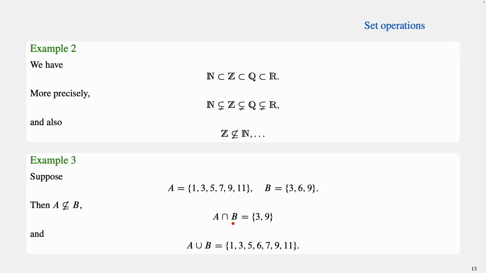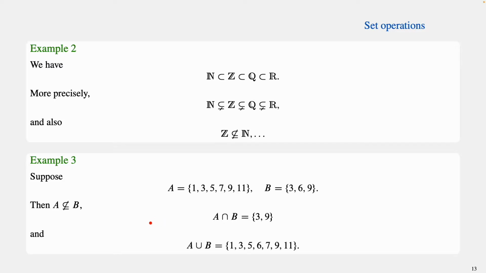Then we can form the intersection, and there we look at those elements that are contained in both sets, and this will be only 3 and 9, which are contained in both. The other ones from A are not contained in B, and the number 6 in B is not contained in A, so they're not in the intersection.